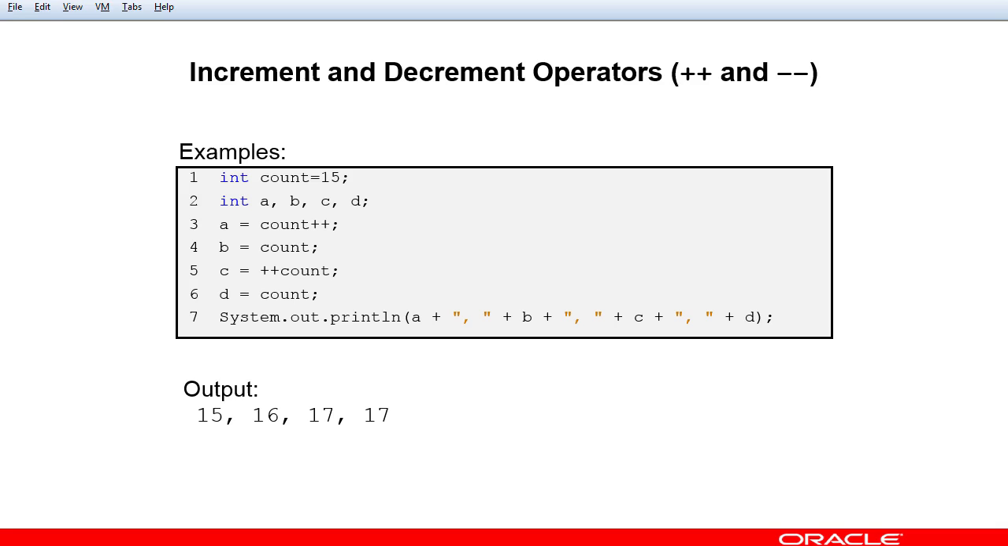Finally, in both lines 3 and 5, the increment operator is applied to count, so count becomes 16 on line 3 and 17 on line 5, making the final value of count 17. And you can see those results reflected in the output.